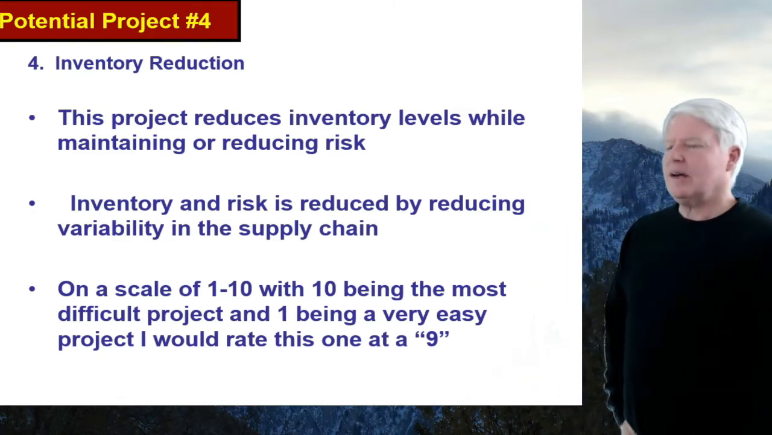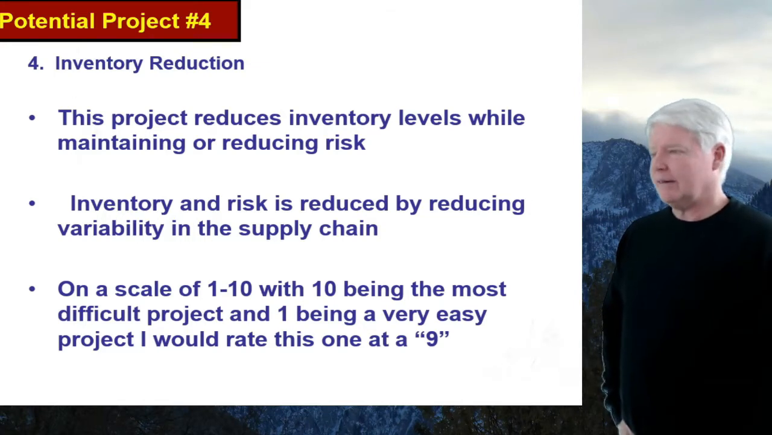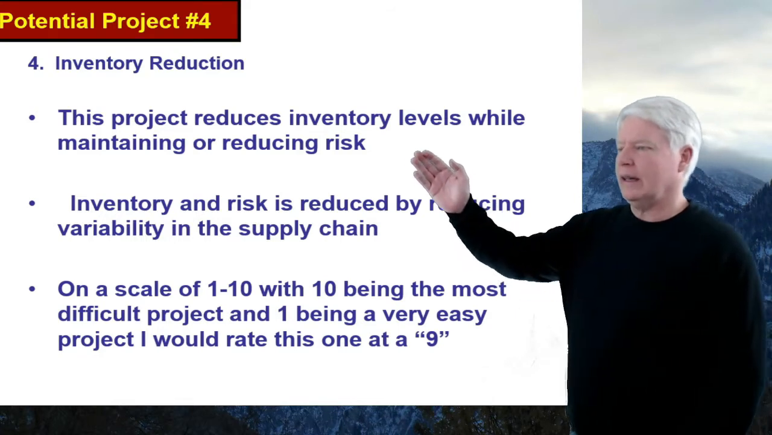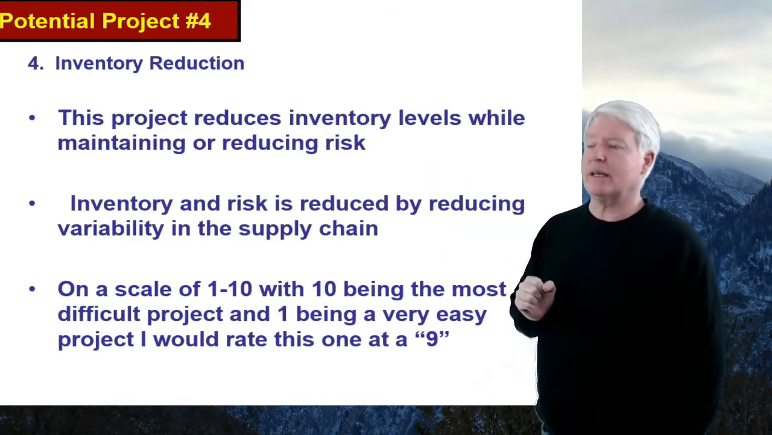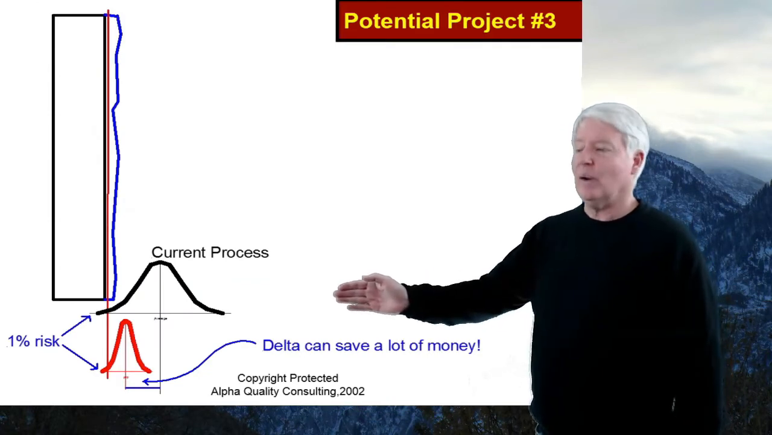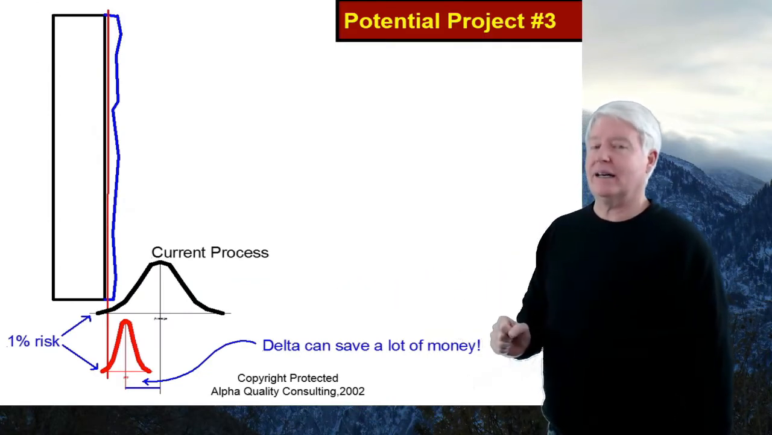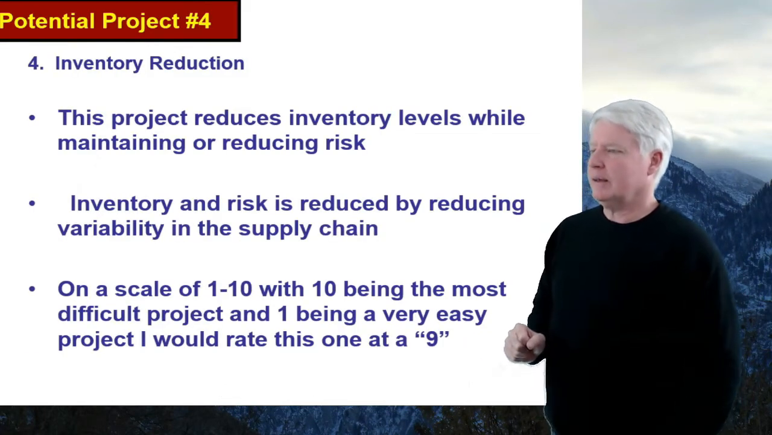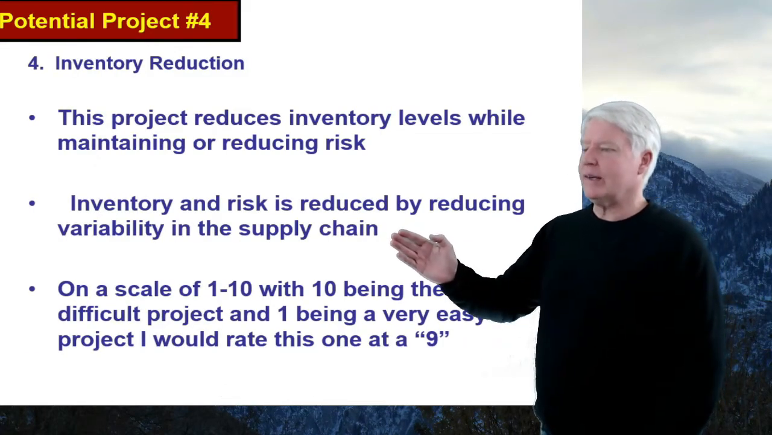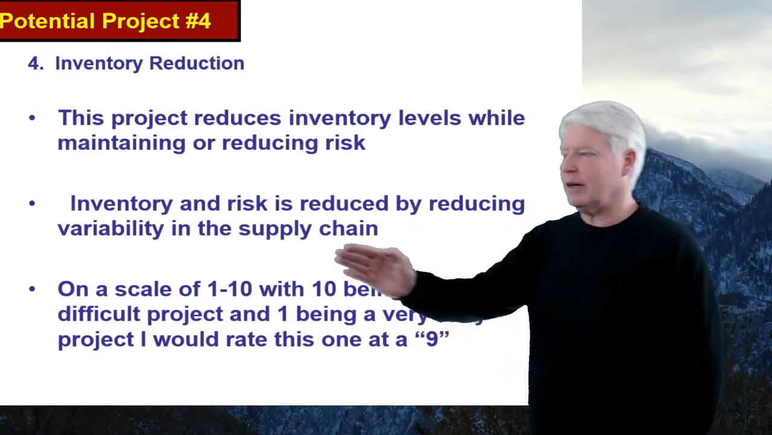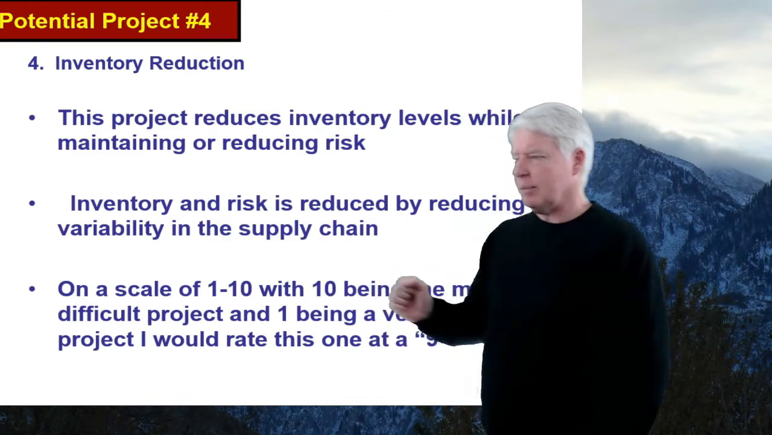Okay, so that was our third project. Now let's look at the fourth one, inventory reduction. This project reduces inventory levels while maintaining or reducing risk. And what you're going to find is it's a lot like this one, only you're reducing variability in time instead of some product attribute. Inventory and risk is reduced by reducing variability in time. It should say variability in time there in the supply chain.